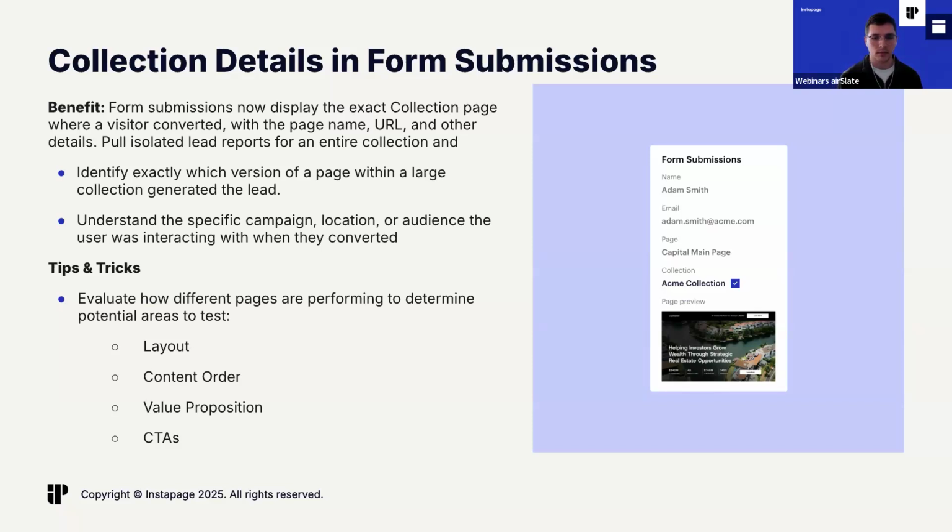Definitely. And from a CRO perspective, this is really useful when you want to evaluate how different pages are performing and determine different areas that you want to test. So looking at the layout, the content order, the value propositions, and the CTAs on the page. Is it better to have the form higher up on the page, or lower down? See how that's performing for different collection pages and variations to see, hey, maybe I need to break this out of this template and create something specific for this audience.